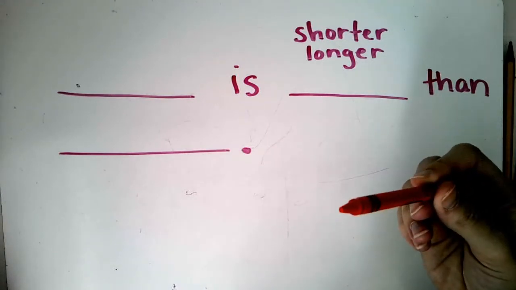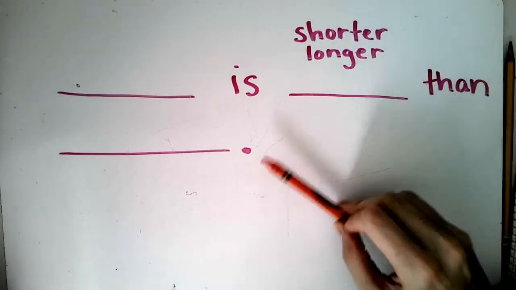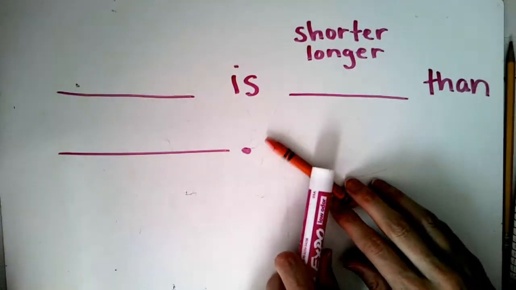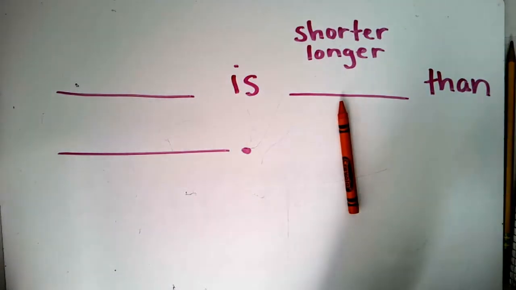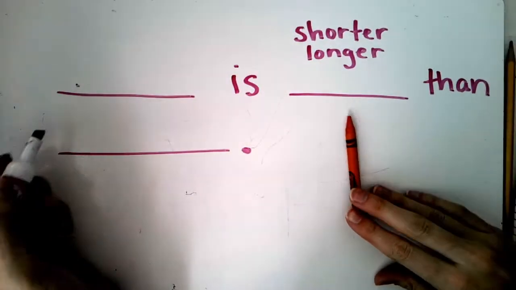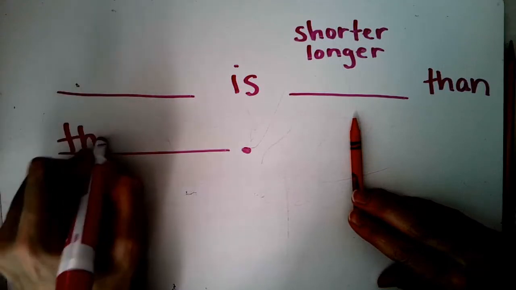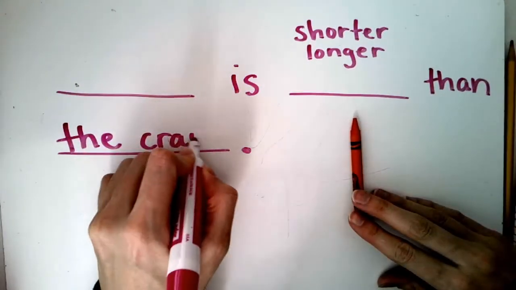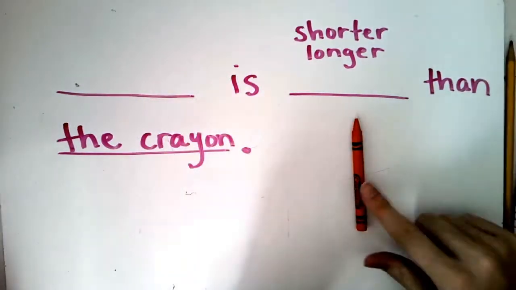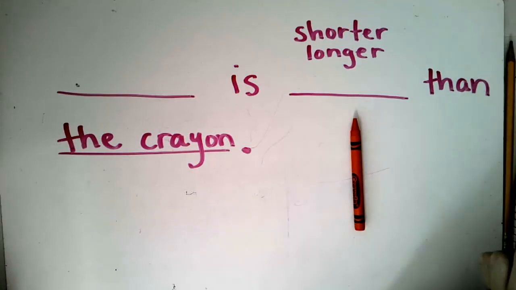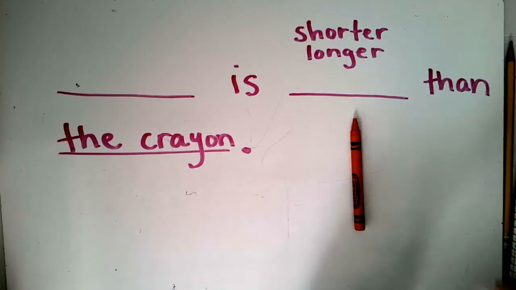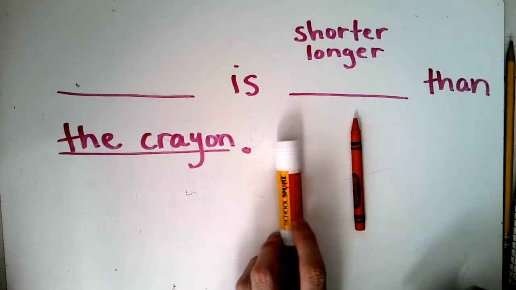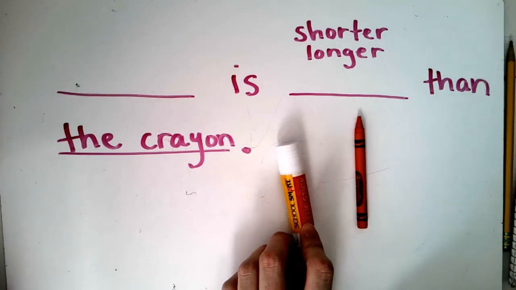Okay? All right. So since everything's going to be compared to this crayon, I can actually add something to my sentence frame here. Than the crayon. We're going to compare everything to this crayon right now. Okay? All right. So let's start with a first object. Why don't we first start with the glue stick? So grab the glue stick, and you should have your crayon as well.